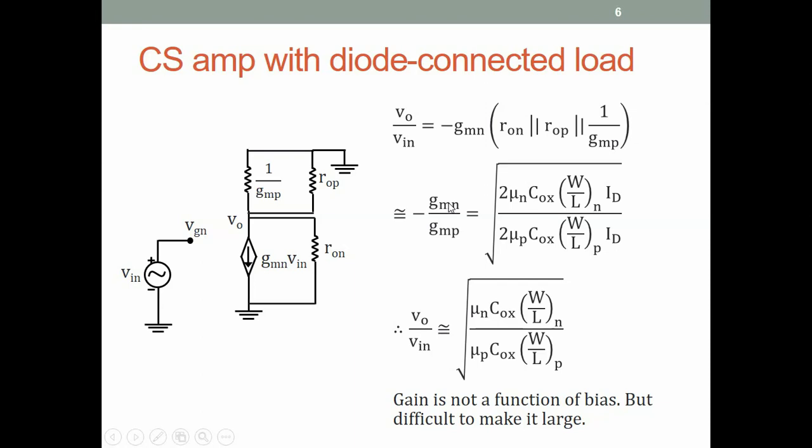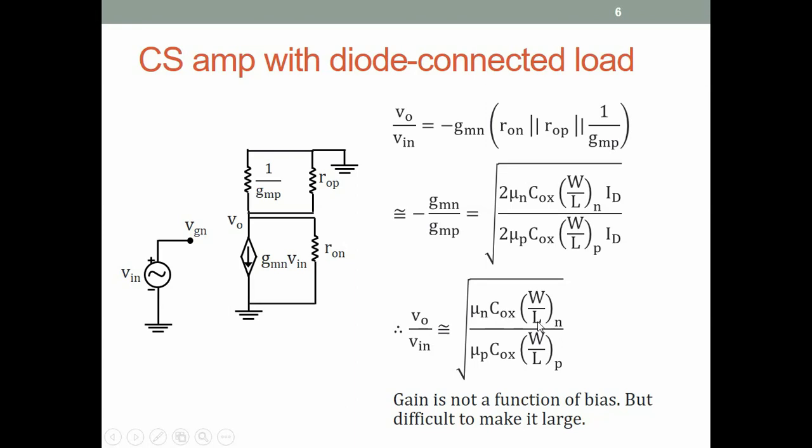So we substitute for GMN and GMP in terms of ID, so square root of all this, then the IDs will cancel, the 2's will cancel, and we can write the voltage gain of this circuit approximately, because we are ignoring these two, as square root of mu n Cox W by L of the NMOS divided by mu p Cox W by L of the PMOS. This is a constant. The voltage gain is approximately a constant. It does not depend on the current that is flowing in the circuit.